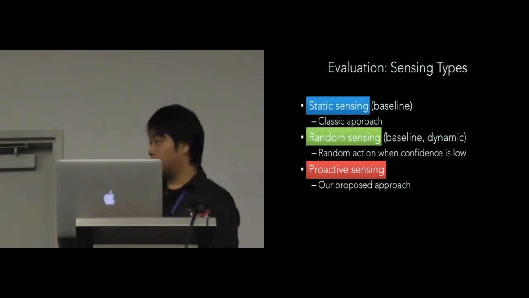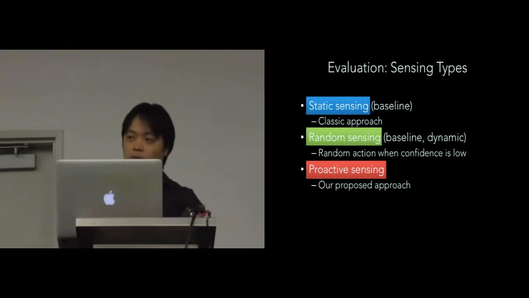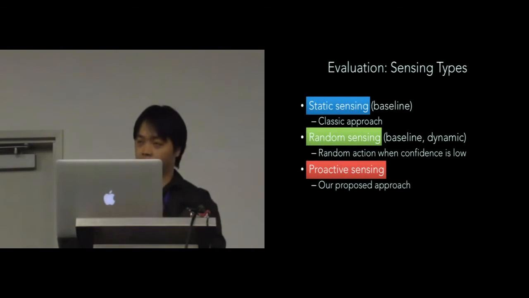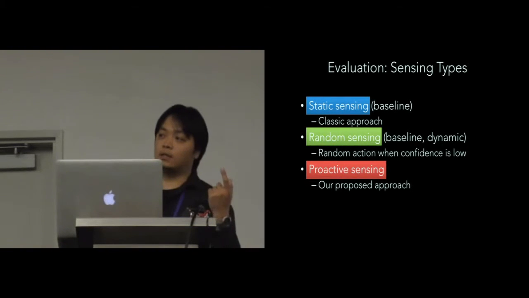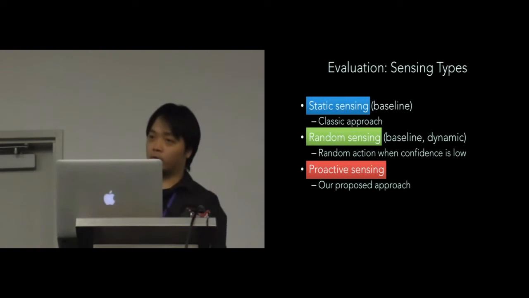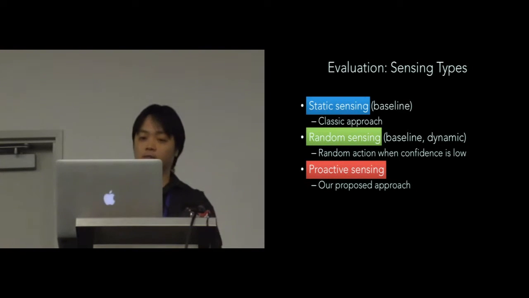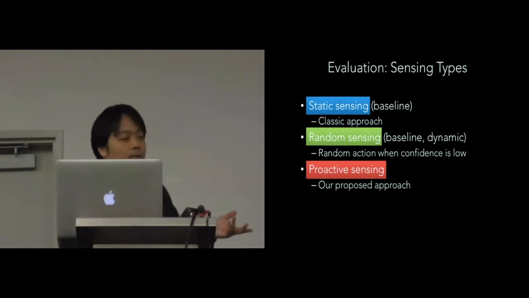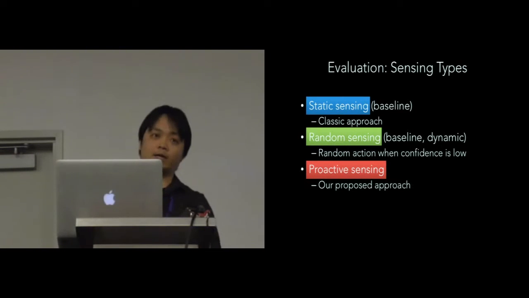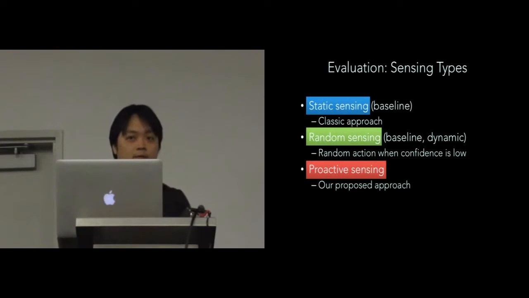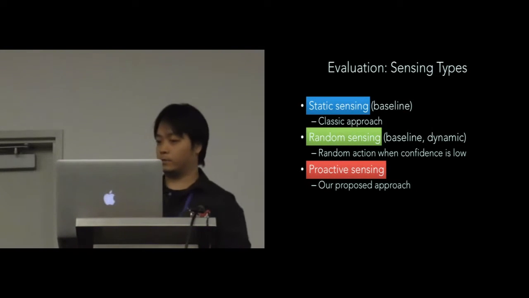To evaluate our system, we propose two baseline sensing types. The first one is called static sensing, which means that the sensing configuration will not change with respect to the communication quality, such as the one that we mentioned previously. The second type is called random sensing. It will dynamically adjust itself, but it will just choose a random action when it's adjusting itself, and it only adjusts itself when the communication quality is lower than a threshold. And the third one is our proposed idea.